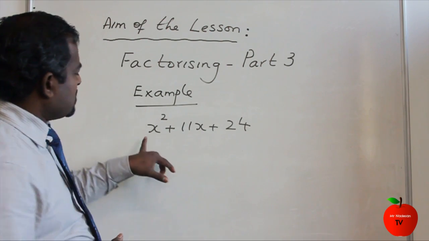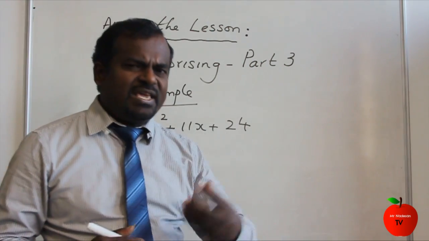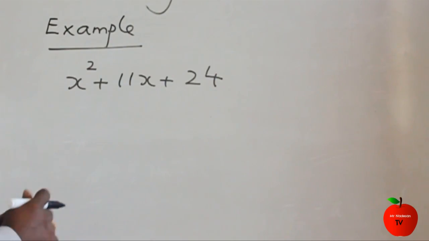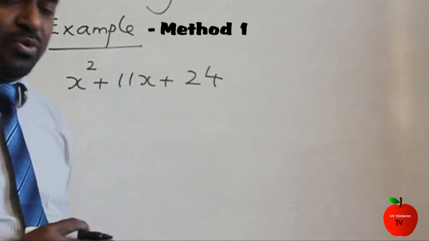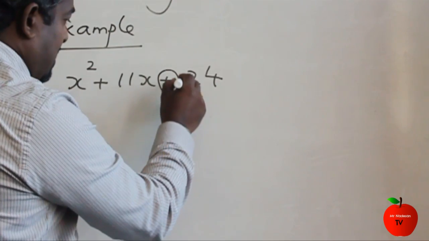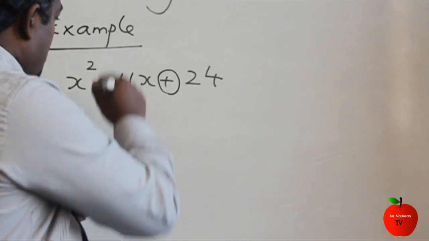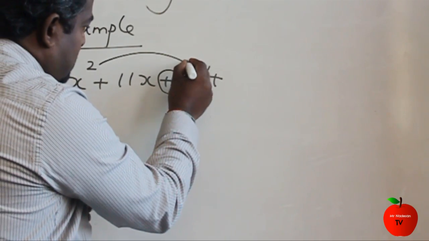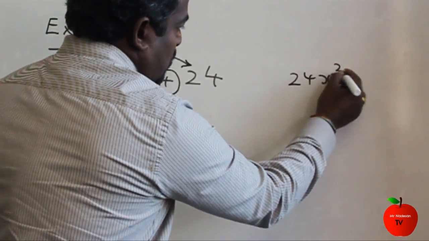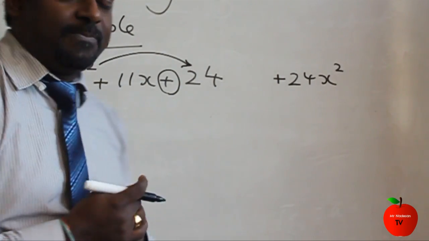So we are factorising x squared plus 11x plus 24. We'll see how we can factorise these types of questions. When we're factorising these, we look at the sign at the end. We've got a plus, which means we're looking for adding factors. So multiply the first and the last, and that comes to 24x squared.